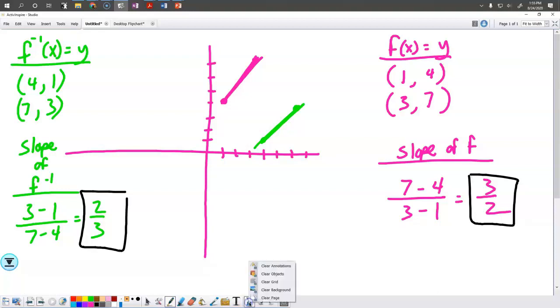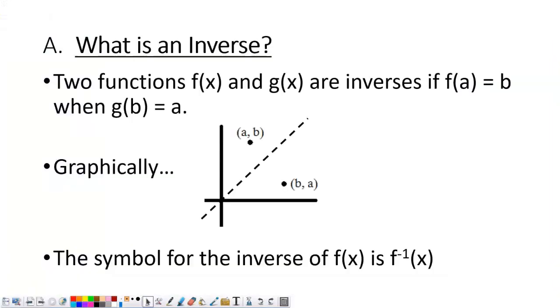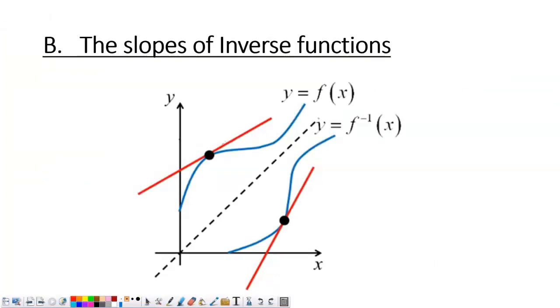But remember, that's just regular slope. We're talking about calculus here, and calculus has to do with instantaneous slopes, instantaneous rates of change. So there'll be another little thing that we have to look at as we do it. There it is. All right, so here it is.